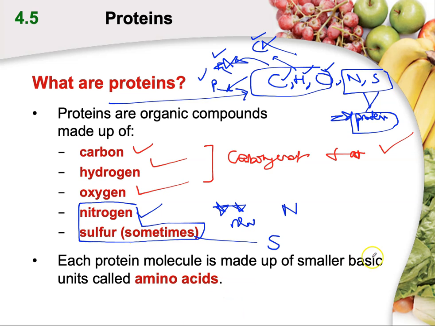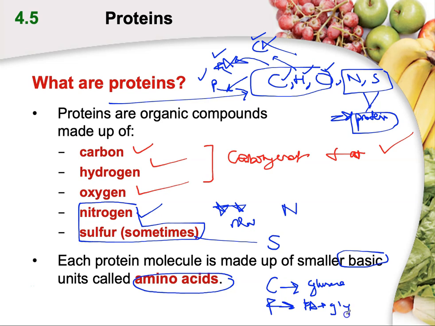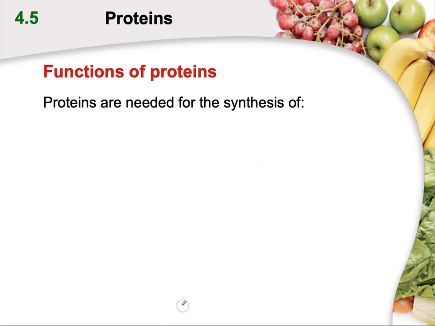Now, protein molecules are made up of basic units known as amino acids. So earlier on, we said that your carbohydrates are made up of glucose. Your fats are made up of fatty acid and glycerol. Now we say that your proteins are made up of amino acid. So your amino acid is like the brick that makes many proteins.